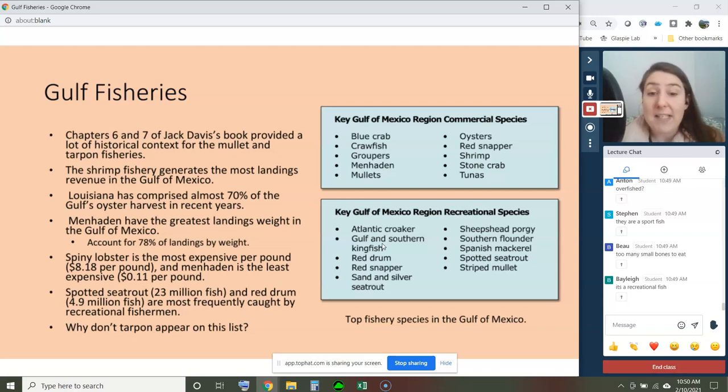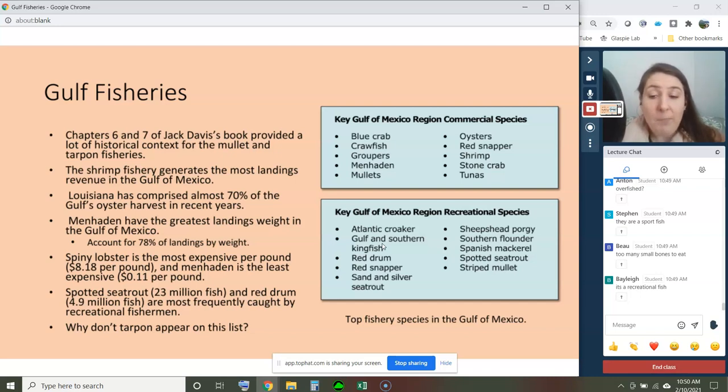In that sense, they're not managed like a recreational species. So it's a catch and release fishery generally. They're not harvested for food. Most of the fish that end up being caught end up surviving to be caught again. So they don't appear on this recreational species list because they're not being landed and sold.